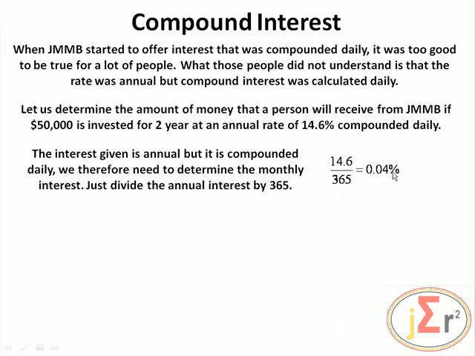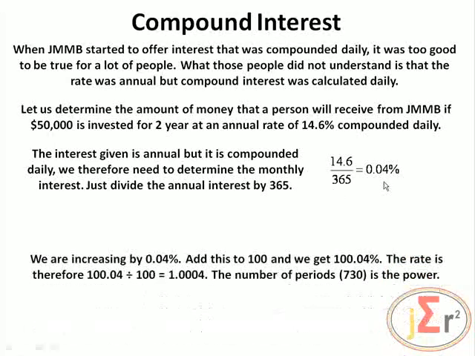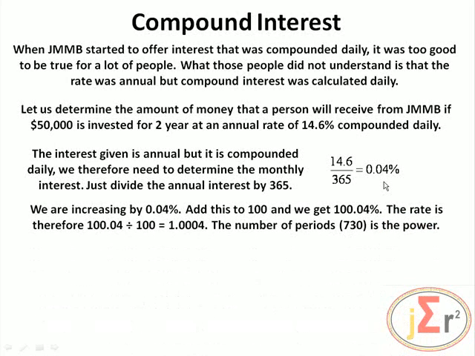Now, this is still a percentage. That means this has to be divided by 100. Anyway, let's add this to 100 first. We are increasing by 0.04%. Add this to 100 and we get 100.04%. The rate is therefore 100.04%, and that we are going to be dividing by 100. So we are going to move this two places, and we get 1.0004.